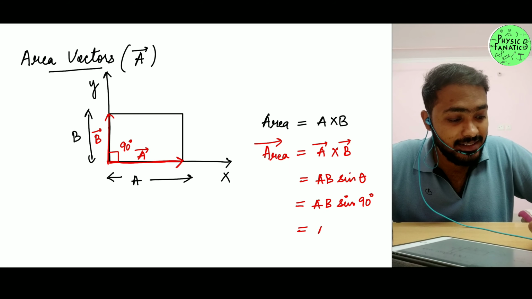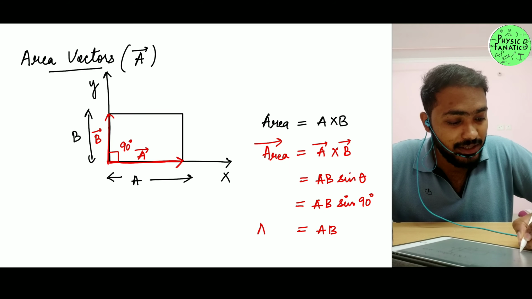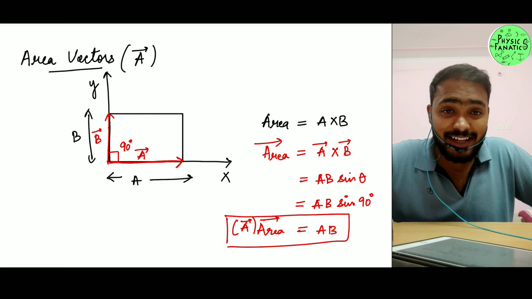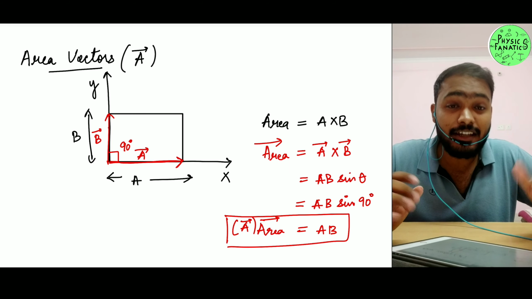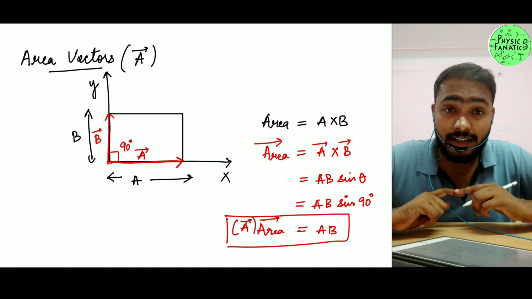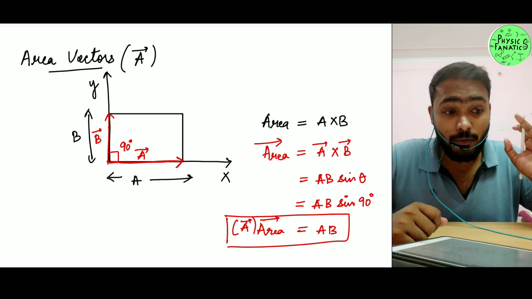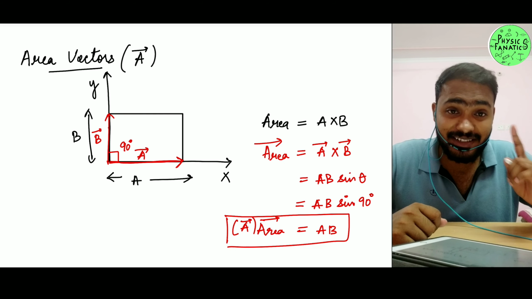And that's how I can say your area vector, which I can write as A vector, is simply given as AB. So actually your area is a vector quantity. I hope you guys can understand this. As I said, it's a vector quantity, it must have a direction. Now what is the direction? Now that is important.